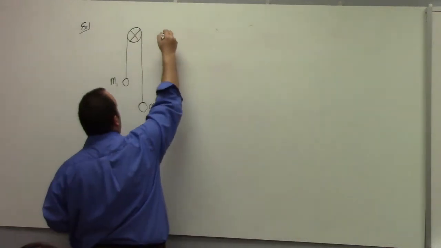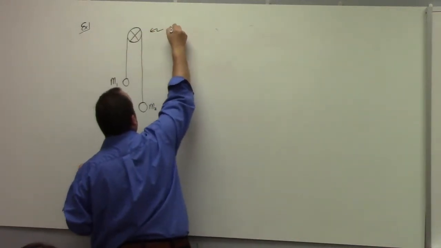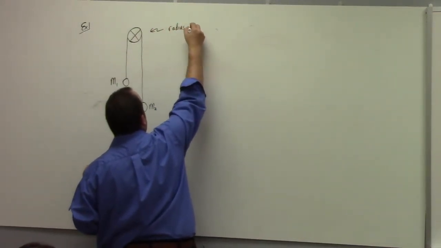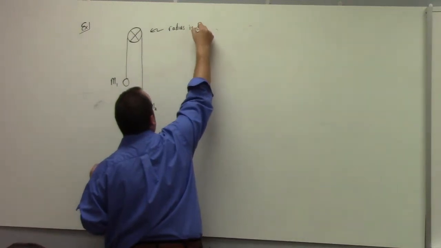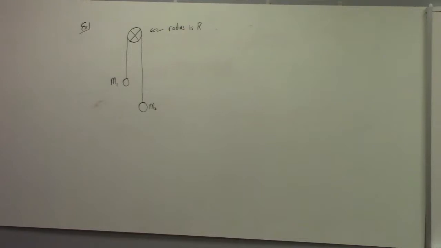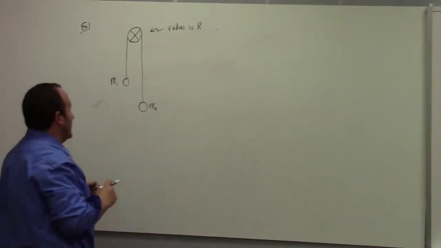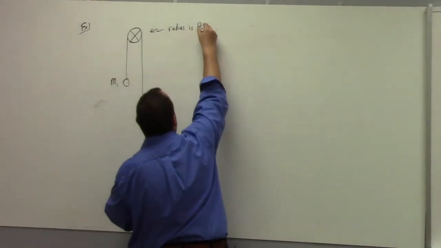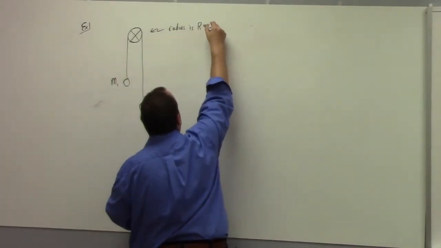Let's assume that the radius is r. And let's be a little bit more numerical here. We'll say the radius r is, I don't know, say 3 centimeters.